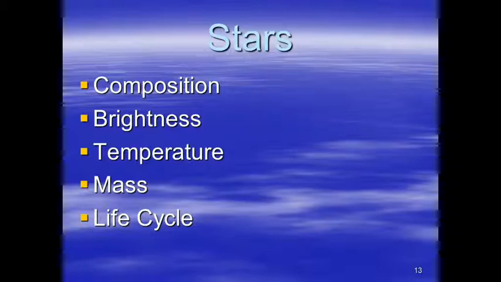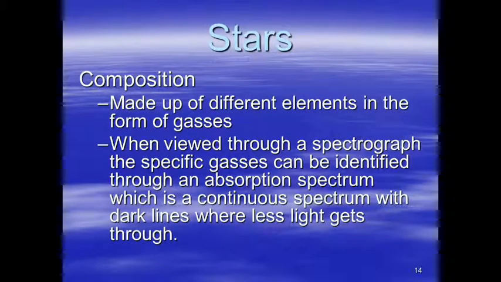Now, we classify stars based on these 5 things: composition, brightness, temperature, mass, and the life cycle. And that's going to determine how it all works. All right. So composition. It is the makeup of the star. Now, stars are made up of different things. It changes the way they burn. It changes the light that they give out.